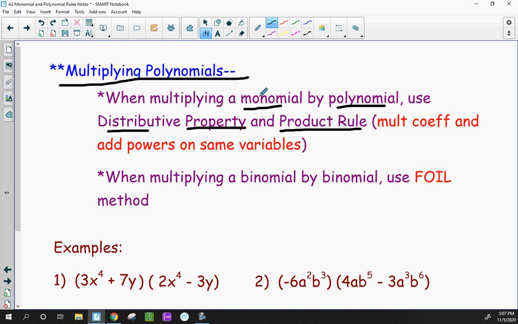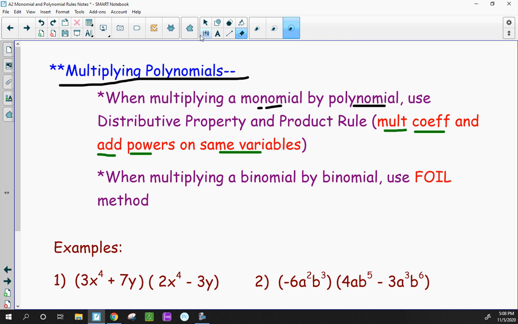So if you have a monomial, one term times several terms, you're going to distribute the monomial to all the terms on the inside. When you're doing that, you're actually doing the product rule, and this is just a quick review. That means to multiply the coefficients and add the powers if it's the same variable. Okay, so that works for monomials times polynomials.